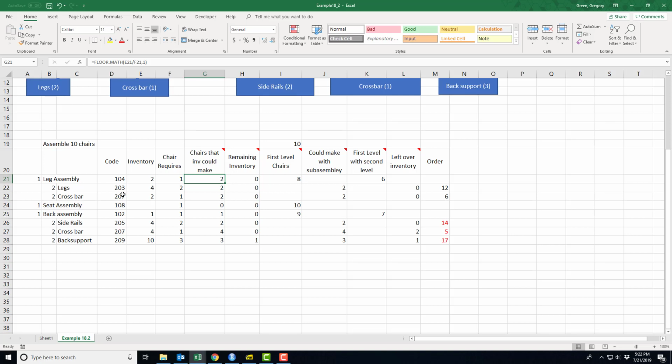Okay. So then I look at the legs. Well, in order for me to construct a leg assembly, I have to have two legs. So with my inventory, I could have ready at the second level two assemblies. So I could make two chairs with what I have left over. And again, there is no inventory remaining because 4 is divided by 2 and it divides evenly. So I didn't have any issues. But I put this remainder over here for the purposes of my very last item.